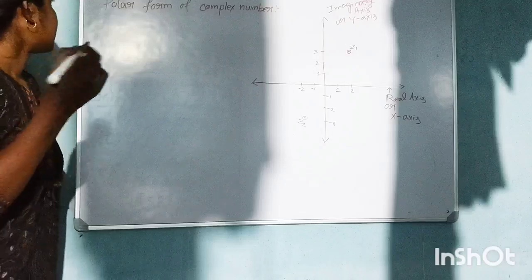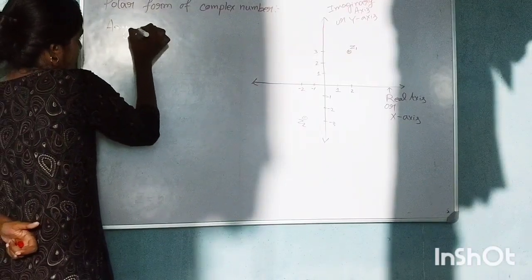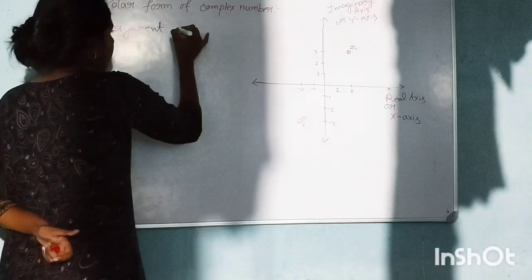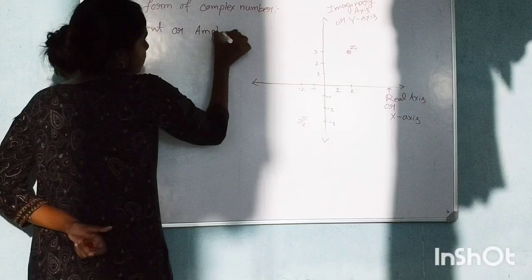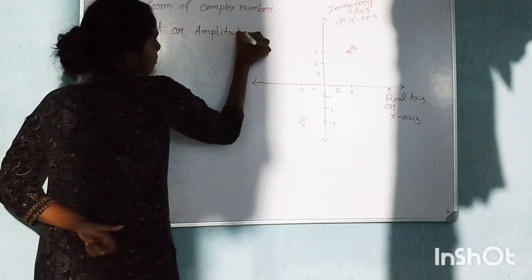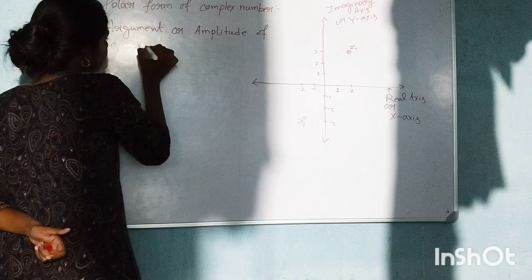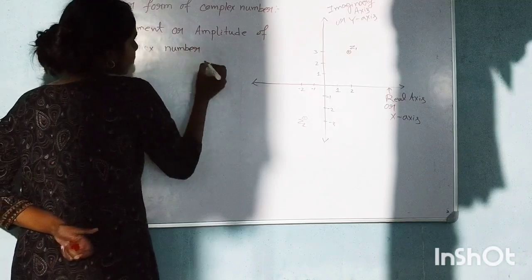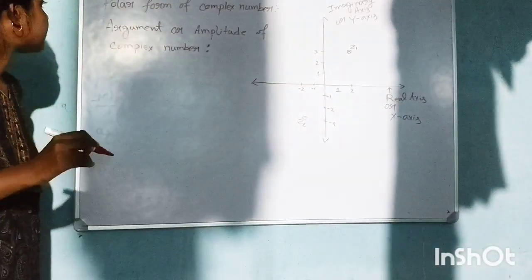There is another term that is called argument of complex number. Argument, or we can call it amplitude of complex number. Write down its definition first.